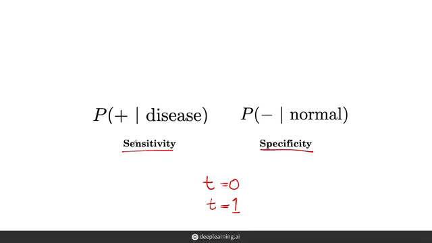Let's dive further into how our choice of threshold, also called the operating point, affects these quantities.